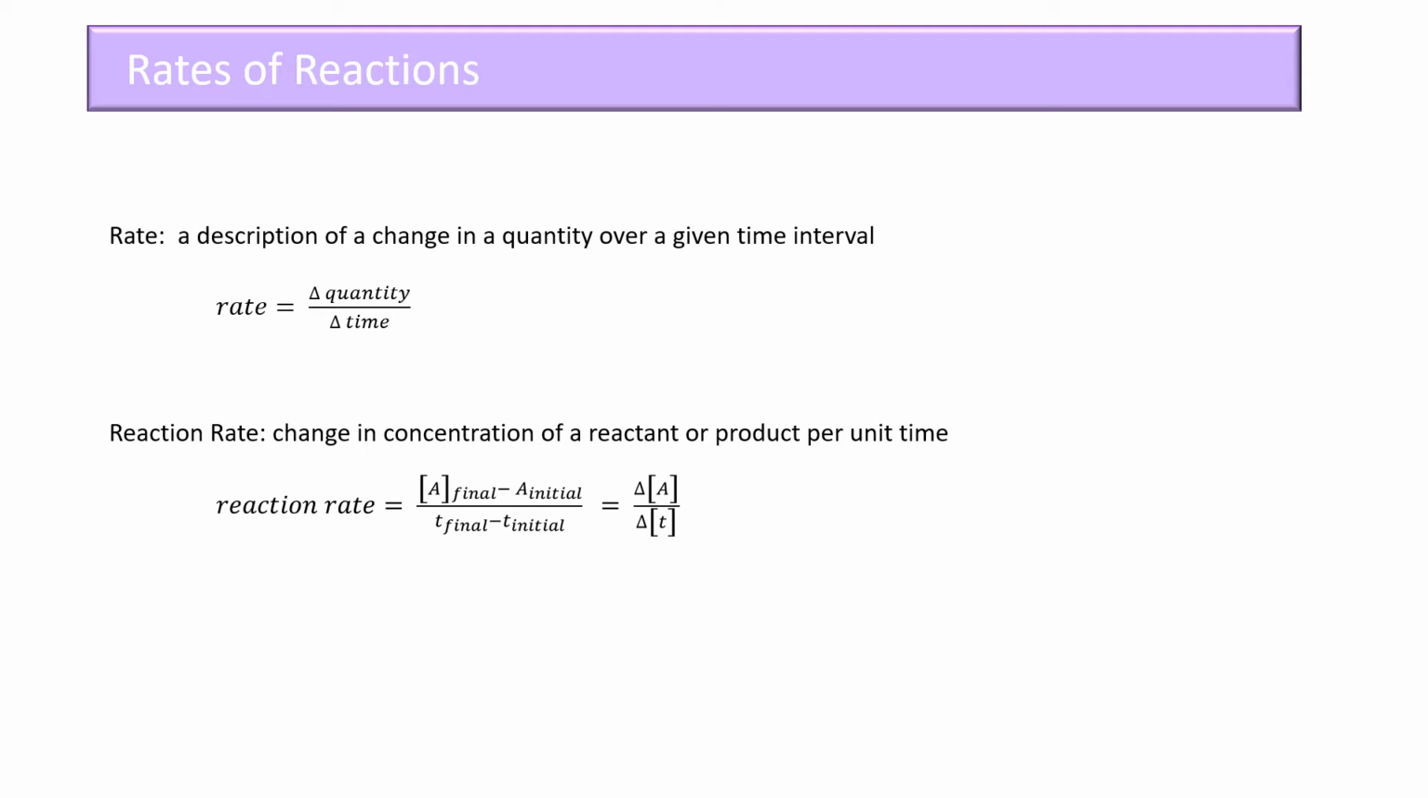How then do you find the reaction rate? Well, by definition, the reaction rate is the change in concentration of a reactant or product per unit time. So the reaction rate is the concentration in final, subtract the concentration in initial, divided by the final time minus the initial time. So this would be the change in A divided by the change in t.